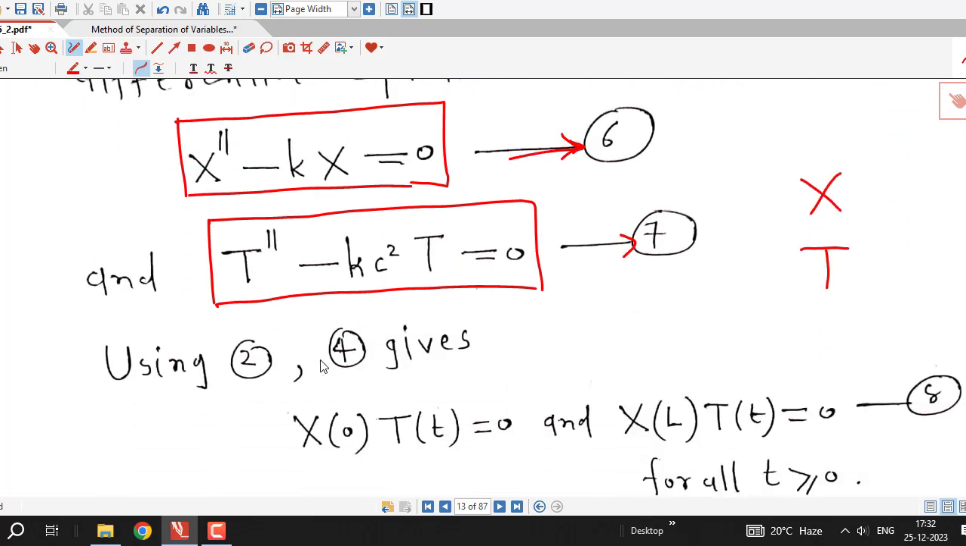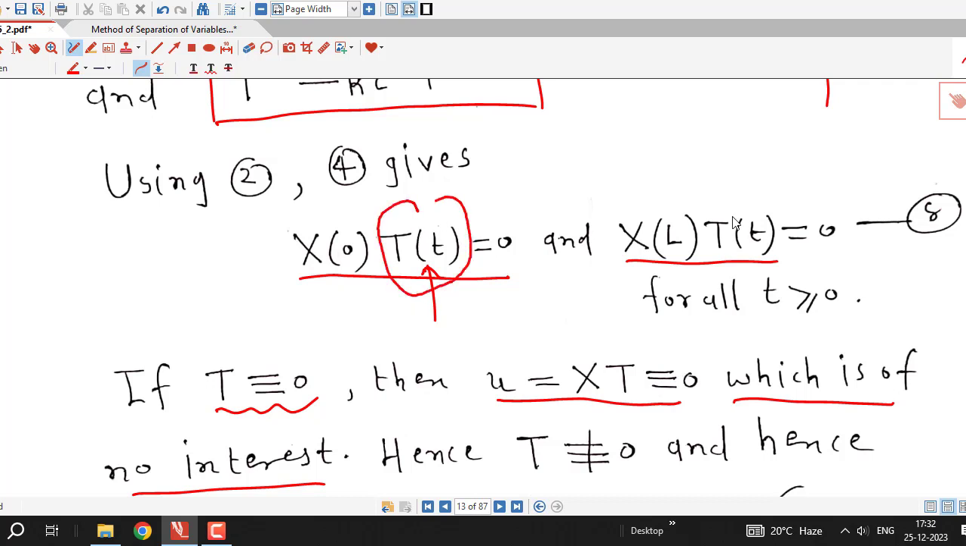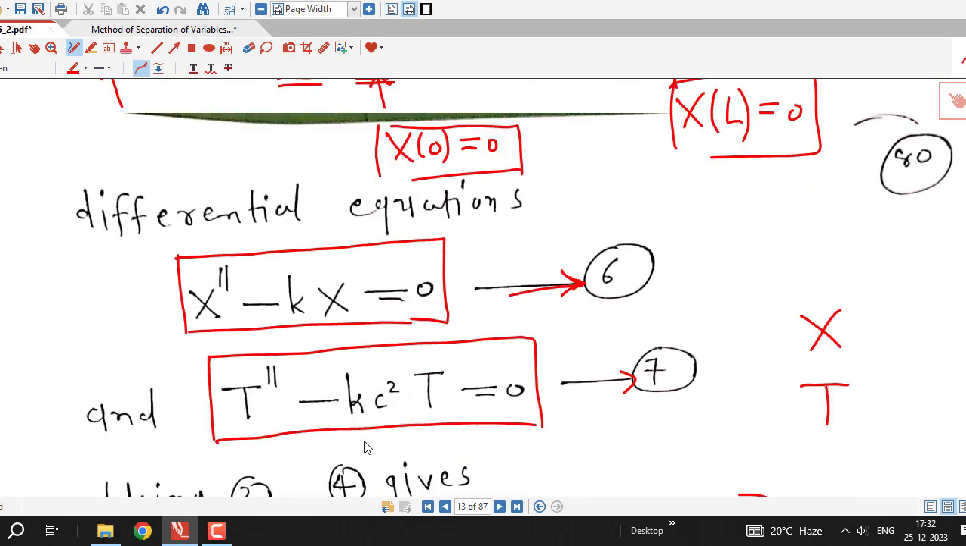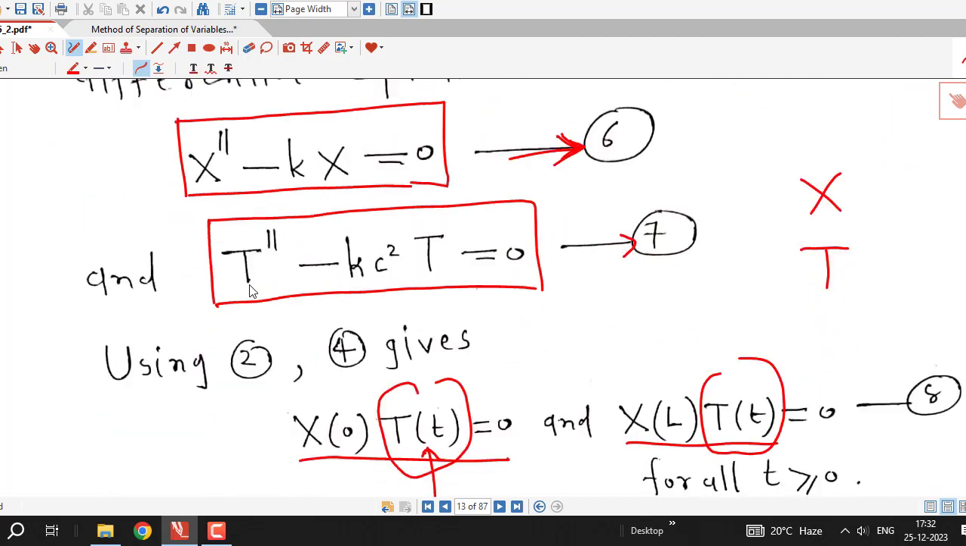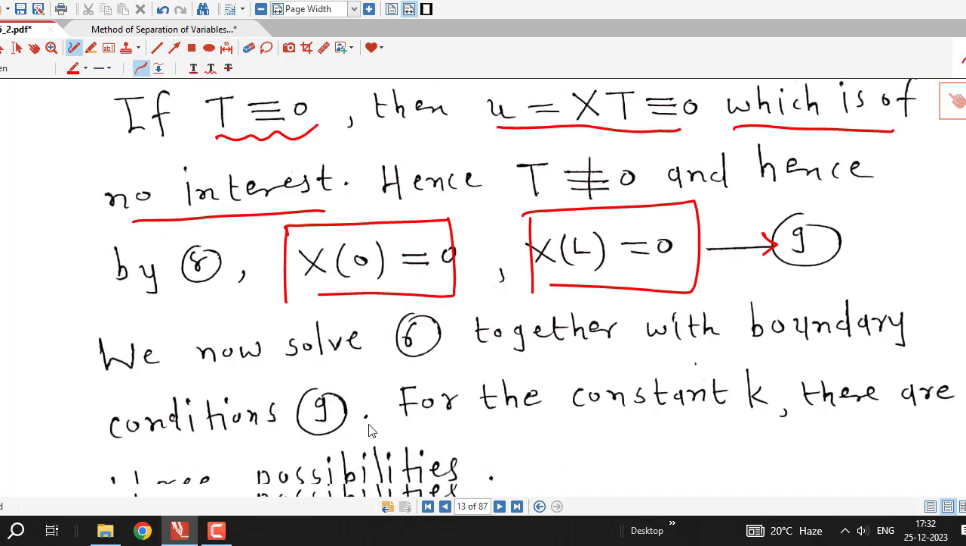So, we obtain two boundary conditions for this ordinary differential equation, equation number 6. That I have written here using 2, 4: X(0) T(t) equal to 0, X(L) T(t) equal to 0. Now, if T is 0, then u also becomes 0, which is of no interest. We are interested in the non-zero solution. Hence, we consider that T is not identically equal to 0. Therefore, we must have X(0) equal to 0 and X(L) equal to 0. And now we solve this equation number 6 with boundary conditions given by equation number 9.